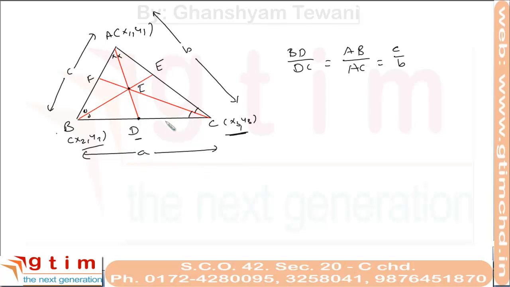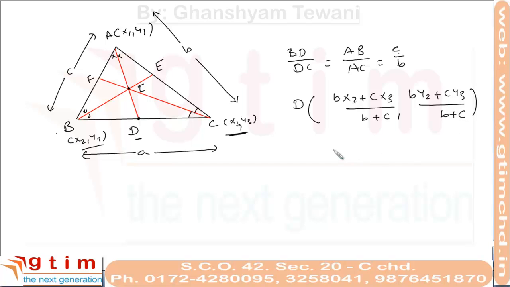Now we have ratio BD upon DC and coordinates of B and C. Then we can get coordinates of point D using section formula. So using section formula, coordinates of point D are b will multiply with B and c will multiply with C. So we have (bx2 + cx3) upon (b + c), comma (by2 + cy3) upon (b + c). So we got coordinates of point D using section formula.